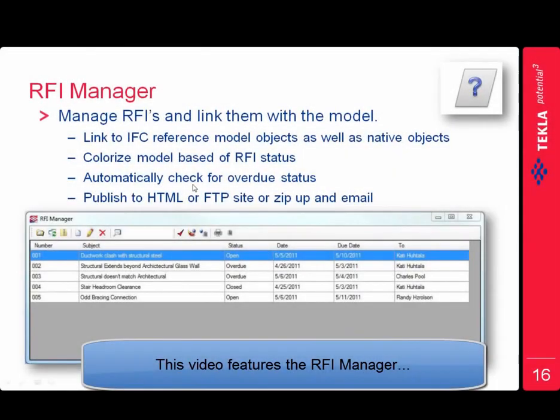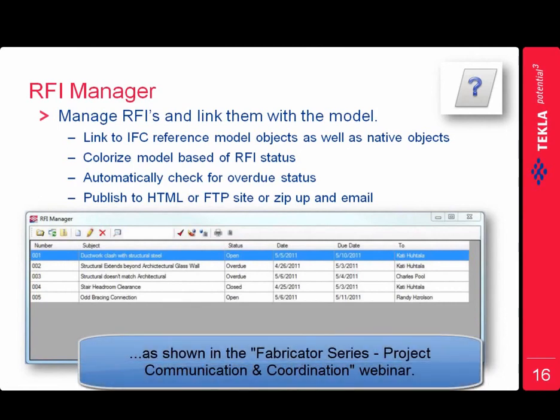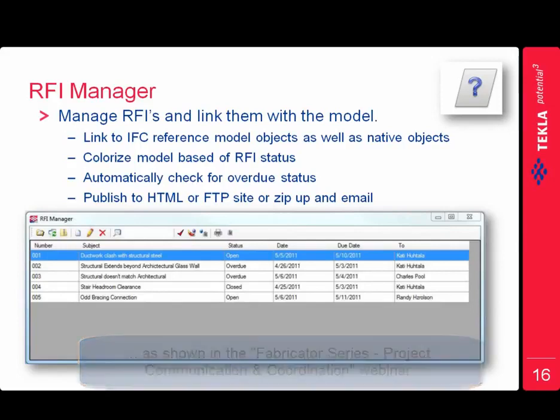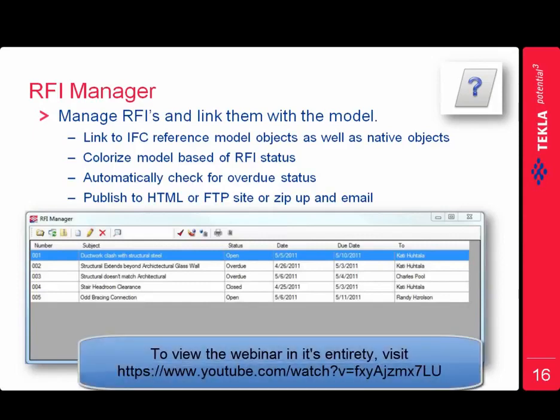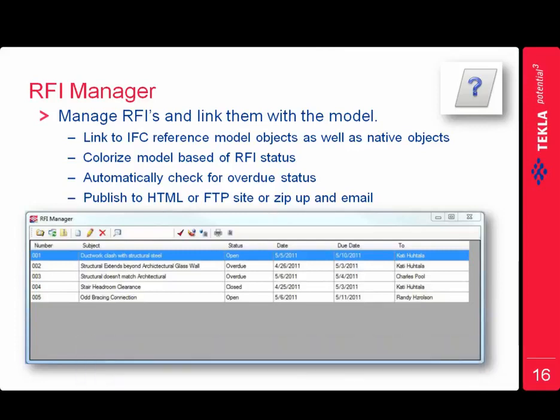So what we can do with this, again, this is another tool available on the extranet where we can create and link RFIs to specific objects. Again, not just native objects, IFC reference model objects as well. Then we'll be able to colorize the model based on the RFI status, whether it's open, overdue, or closed. And we can have the tool automatically check for us if there are things that are overdue. And then you could publish to an HTML or FTP site or just zip up and mail them.